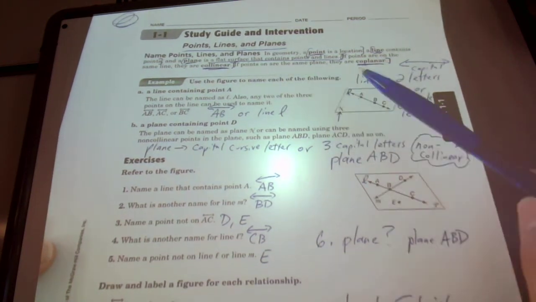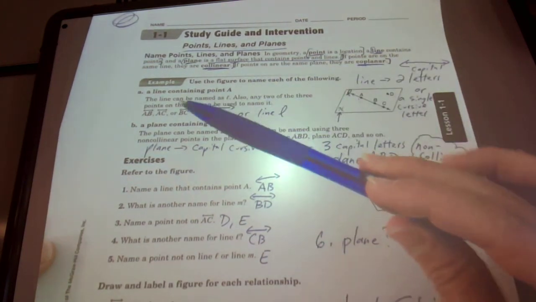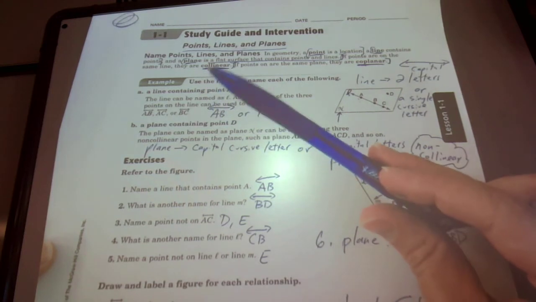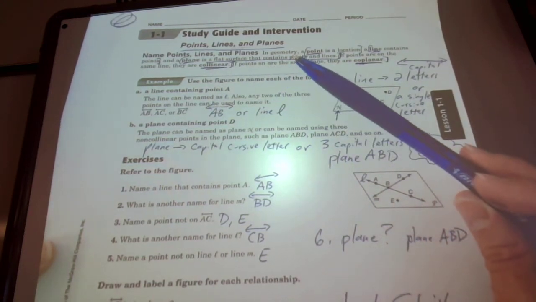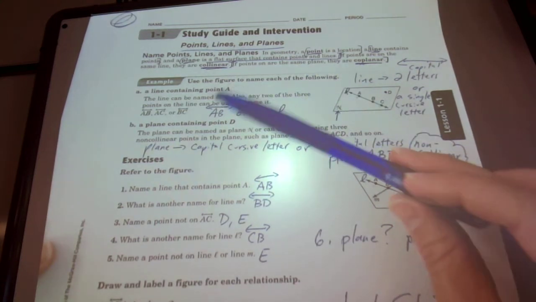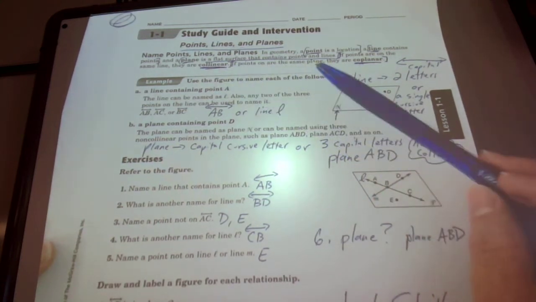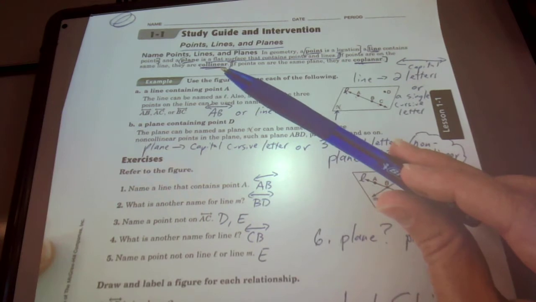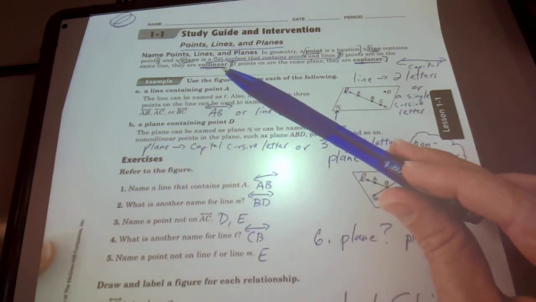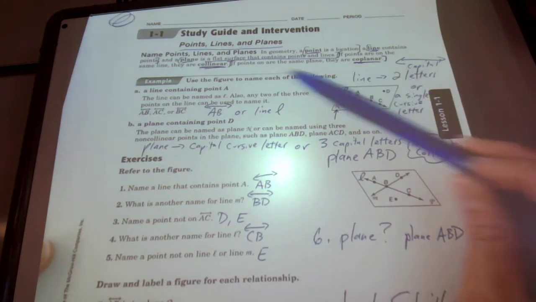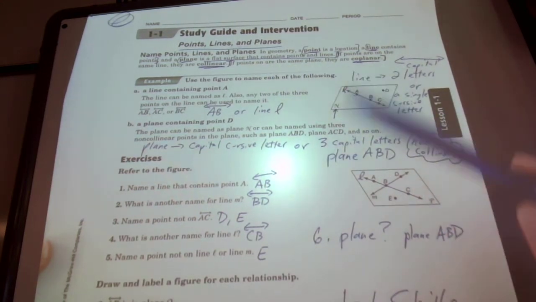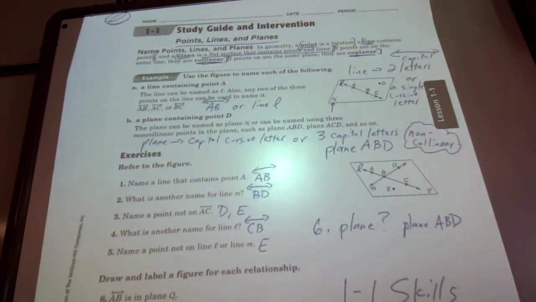A line, the definition of a line is it contains points. The definition of a plane is it's a flat surface that contains points and lines. And then your last two are collinear. Collinear means points are on the same line. It means collinear, they're on the same line. And if you have things that are coplanar, that is points on the same plane. So I would stop this video and I would write down those 5 definitions.